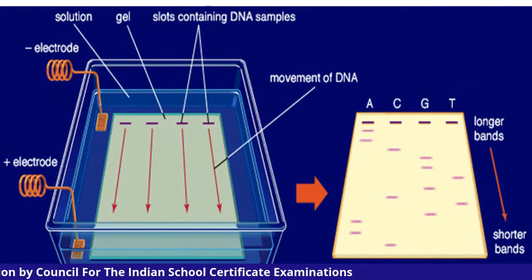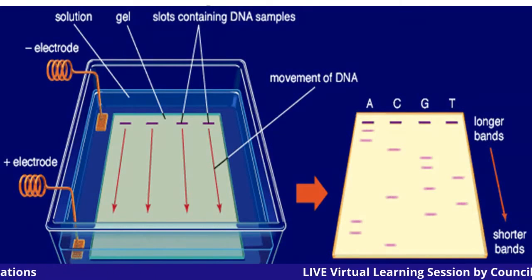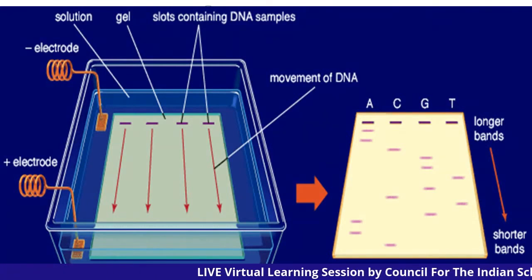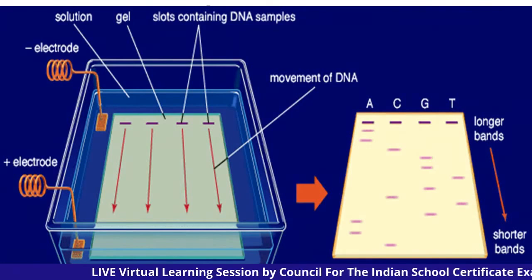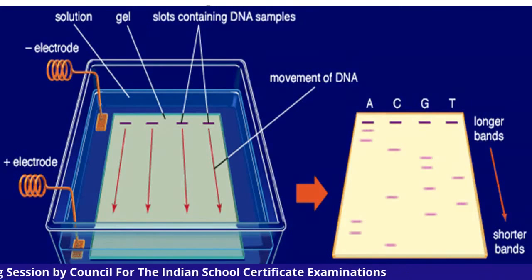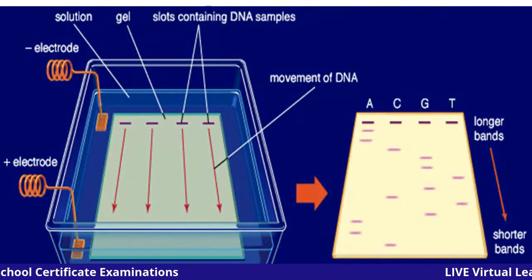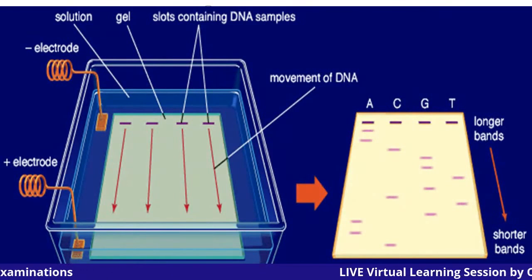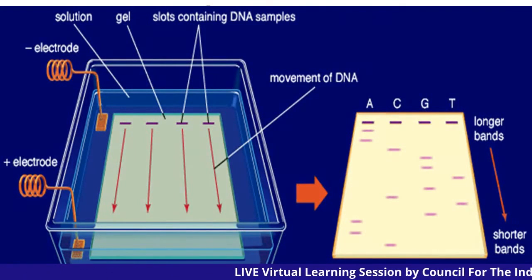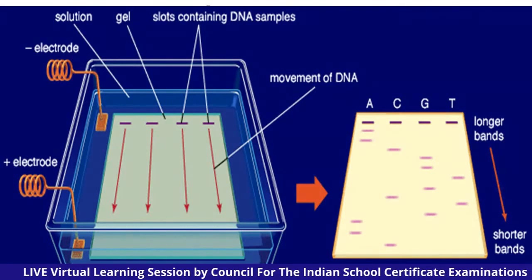So look at this. This one has moved farthest, so this one is the smallest fragment. And this has almost not moved at all. This one is the largest fragment. So the largest fragment shows least movement, and the smallest fragment shows maximum movement, fastest.